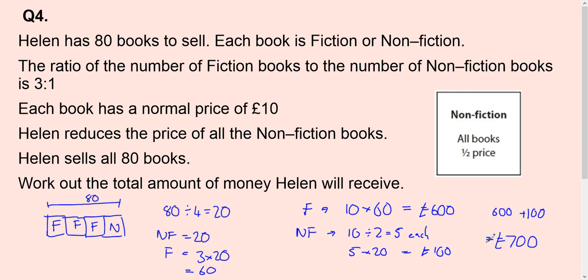You get 1 mark for dealing with the ratio at the start, 2nd mark for working out the money from the non-fiction, the 3rd mark for the correct steps to get the fiction and non-fiction totals, and then the final mark, 4 marks, comes from getting 700. There you go.